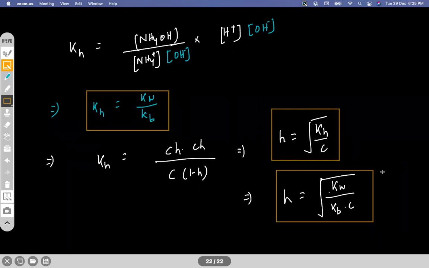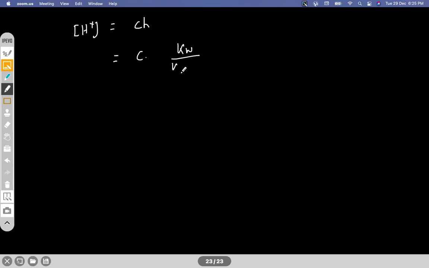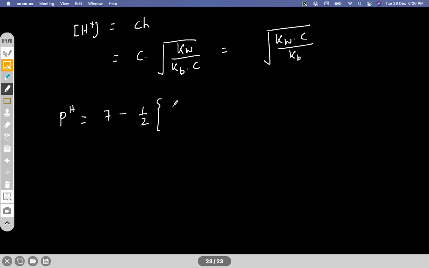We need to find pH. We know the concentration of H plus is C into h. h is the root of KW by KB into C. C and root C cancel out, so it is the root of KW into C by KB. And then you find pH from this. So pH equals 7 minus half of pKb plus log C.